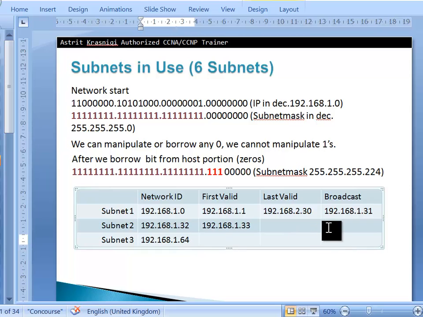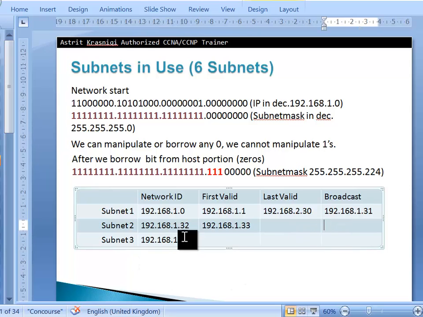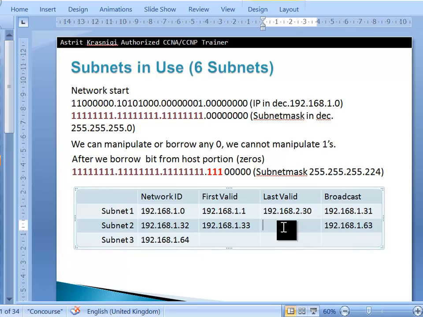Excellent. So subnet 2 broadcast is subnet 3 ID minus 1. So the broadcast is going to be 192.168.1.63. Last valid address is going to be 192.168.1.62. Okay, so the range for subnet 2 is from first valid 192.168.1.33 to last valid 192.168.1.62. So subnet 1 and 2 is done.